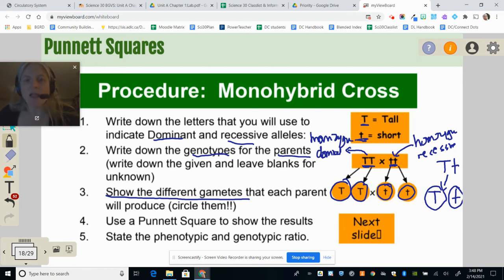Okay. And then you're going to use a Punnett square to show the results, and that's on the next slide. And then state the phenotype and genotype ratios.